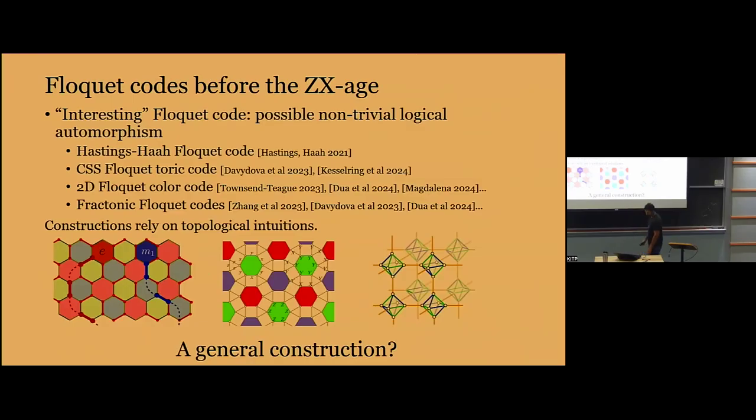And these constructions, though, were guided by the intuition of the topological phase of matter, or just writing down certain sequences of measurements by hand. So the natural question is, can we find a general construction principle that unifies these approaches? For example, something like this, taking intuition from the ZX rewrites, and output codes with non-trivial logical automorphisms as solutions of the dynamics.